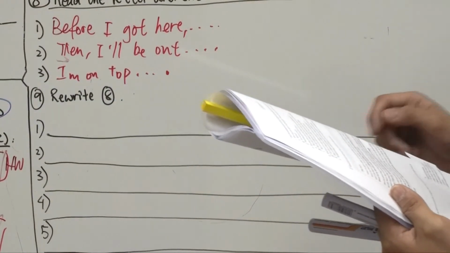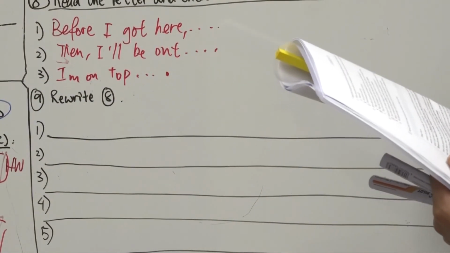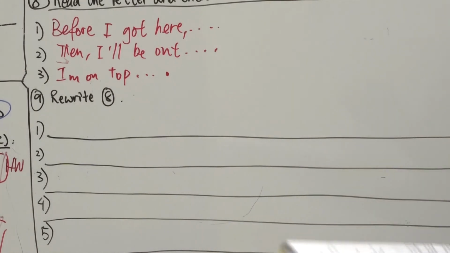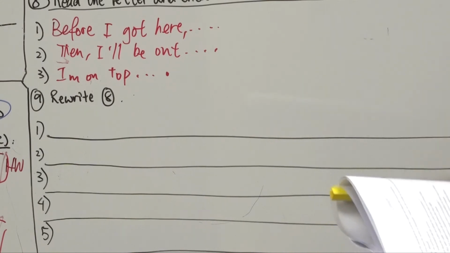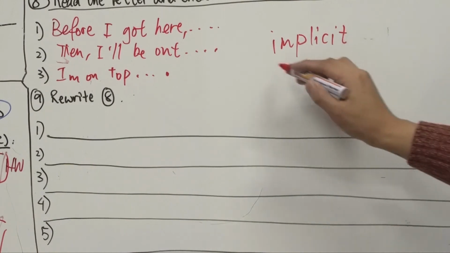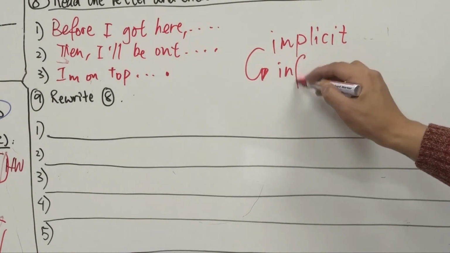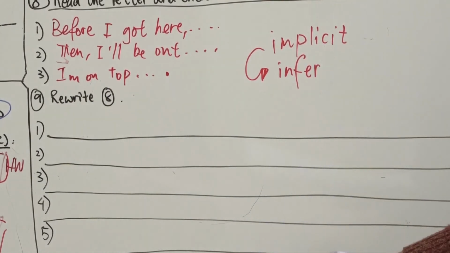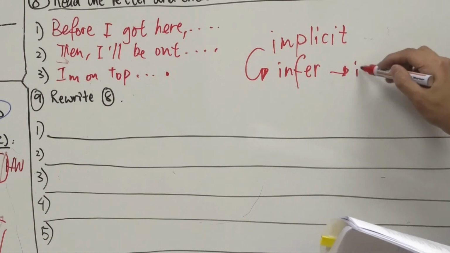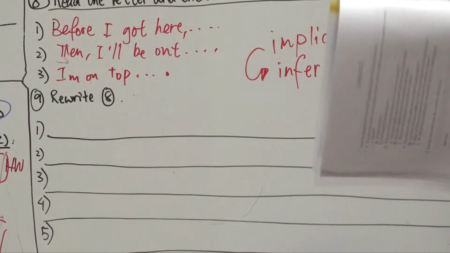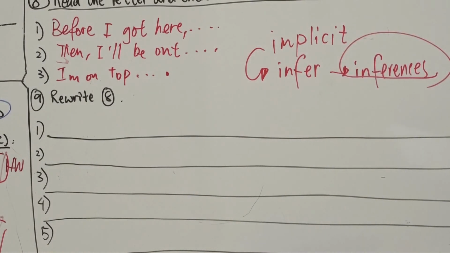So read the letter in exercise 8 and write 5 inferences we can make from it. Inferences means what can we get out from the implicit, right? Implicit meaning. So when we have implicit sentences, we have to infer the meaning. Infer. Hence we have inferences, right? Interpretations, our interpretations. But infer is a higher degree.